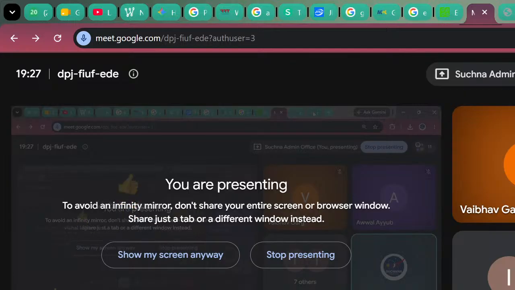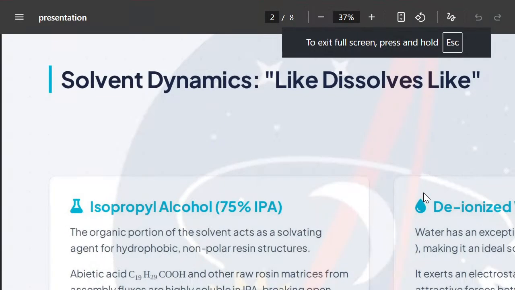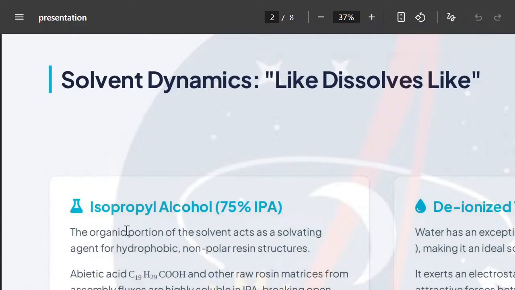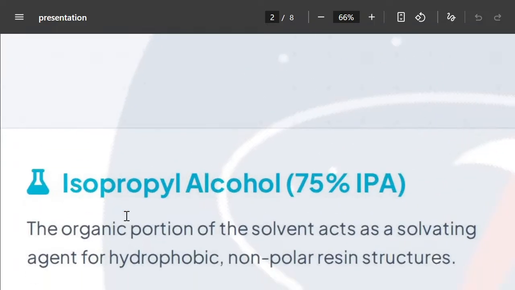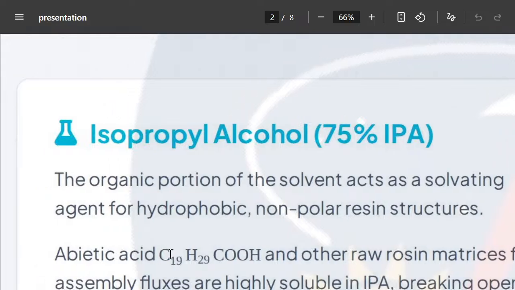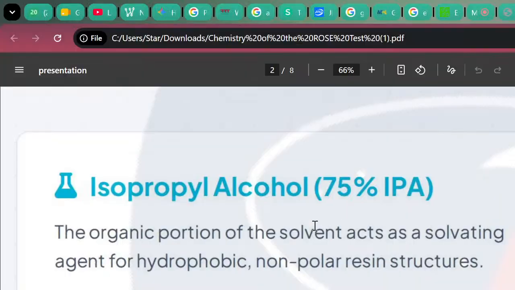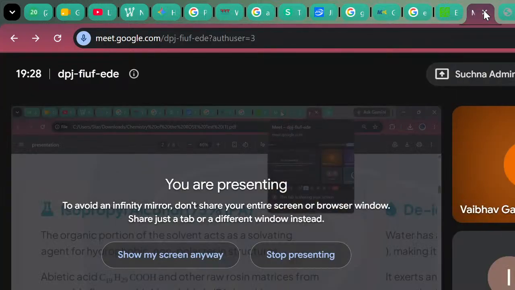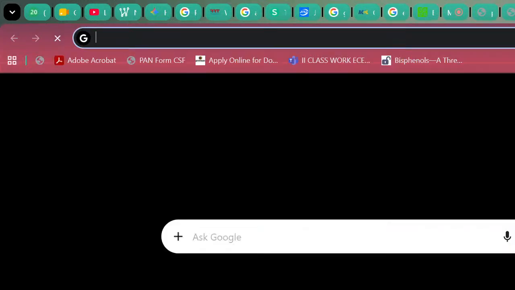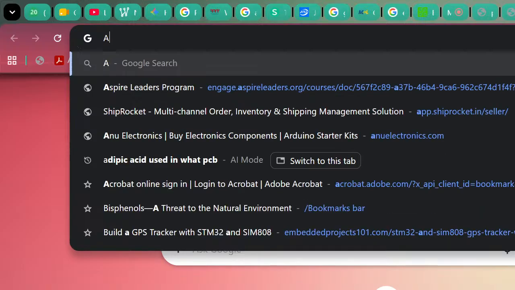Yeah. So in the ROSE test, we will be using isopropyl alcohol. 75% isopropyl alcohol is used. The organic portion, see, this is the formula. There is something like adipic acid. How many of you know about adipic acid? Adipic acid, I'll show you.